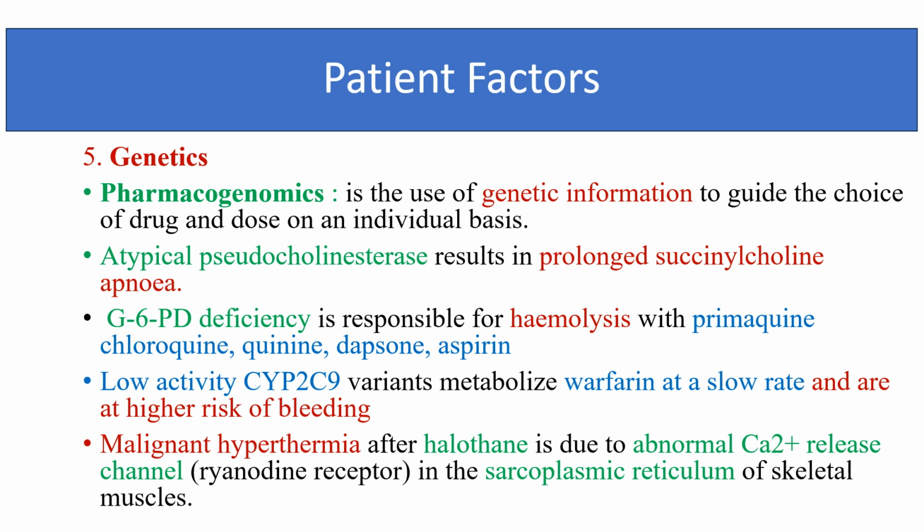Now, genetic factors. Pharmacogenomics is the use of genetic information to guide the choice of drug and dose on an individual basis. Atypical pseudocholinesterase results in prolonged succinylcholine apnea. G6PD deficiency is responsible for hemolysis with primaquine, chloroquine, quinine, dapsone and aspirin. Low activity CYP2C9 enzyme variants metabolize warfarin at a slower rate and have a higher risk of bleeding. Malignant hyperthermia after halothane is due to an abnormal calcium release channel. It is the ryanodine receptor in the sarcoplasmic reticulum of skeletal muscle.